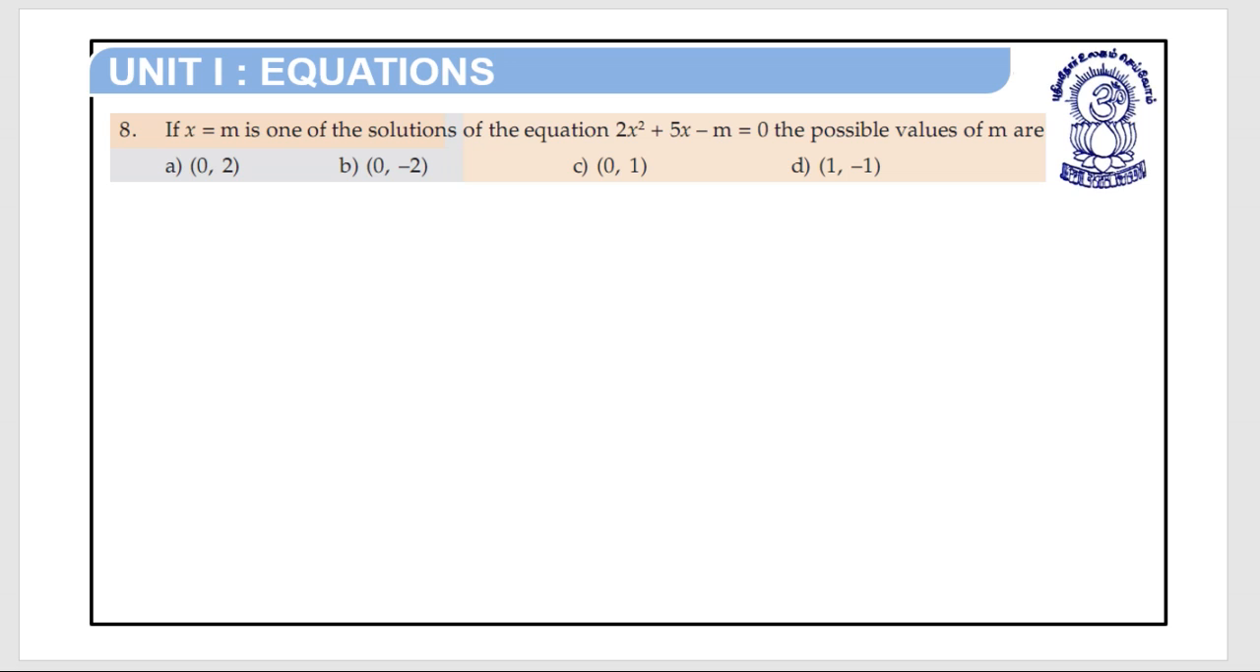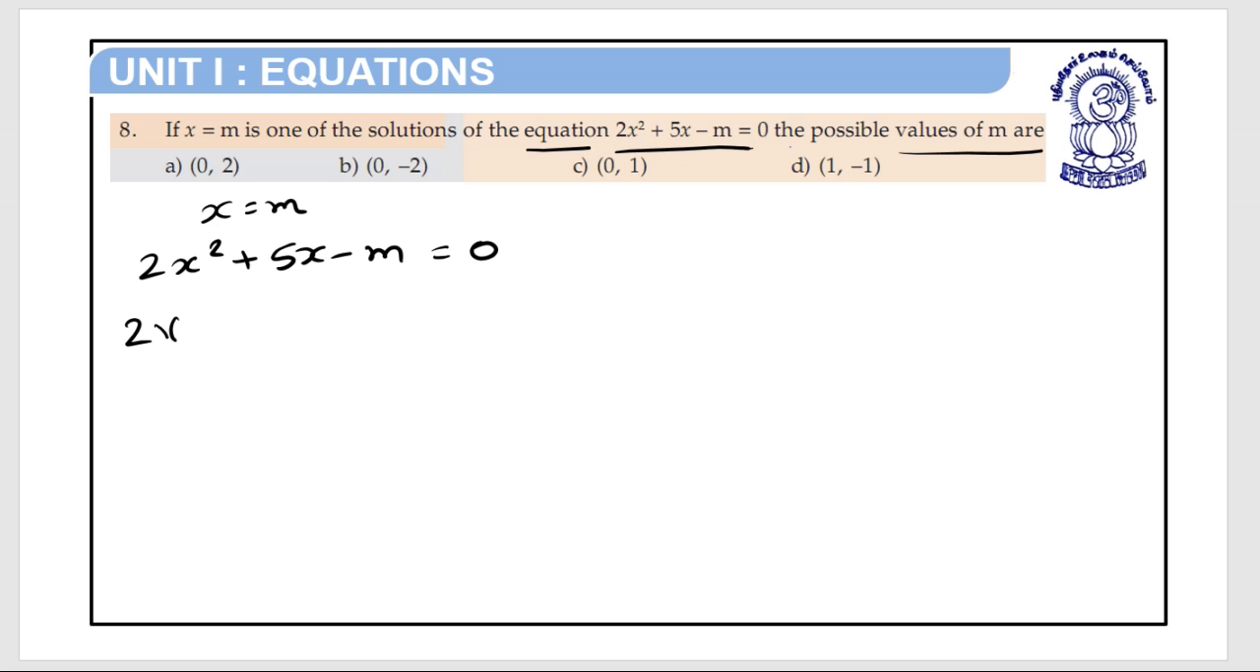If x is equal to m is one of the solutions of the equation 2x square plus 5x minus m is equal to 0, the possible values of m are... Here, write 2x square plus 5x minus m is equal to 0. Put the value of x as m: 2m square plus 5m minus m is equal to 0.